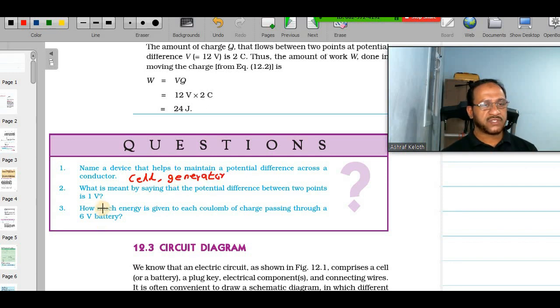And second question: what is meant by saying that the potential difference between 2 points is 1 volt? So do I have to define 1 volt? Yes, correct. If 1 joule is the work done in moving 1 coulomb of charge between 2 points, then the potential difference between the 2 points is 1 volt.